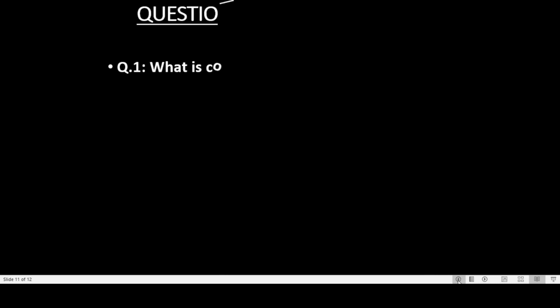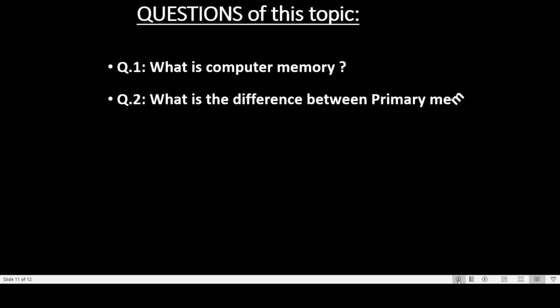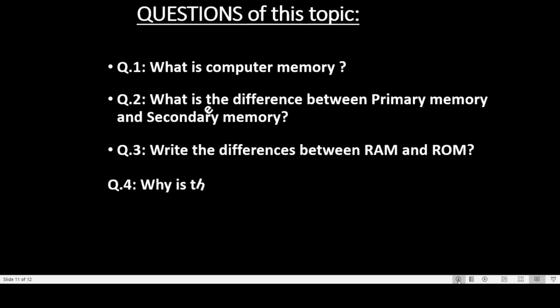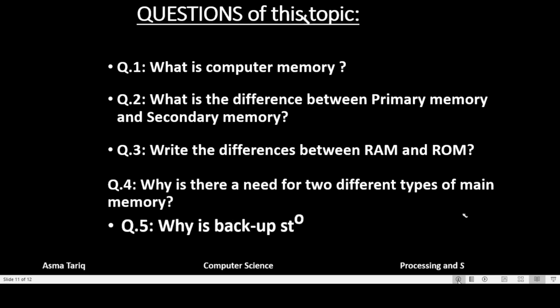The questions related to this topic are: Question number 1: what is computer memory? Question number 2: what is the difference between primary storage and secondary storage? Question number 3: write down the differences between RAM and ROM. Now come to question number 4: why is there a need for two different types of memory, main memory and backup storage? Question number 5: why is backup storage necessary?